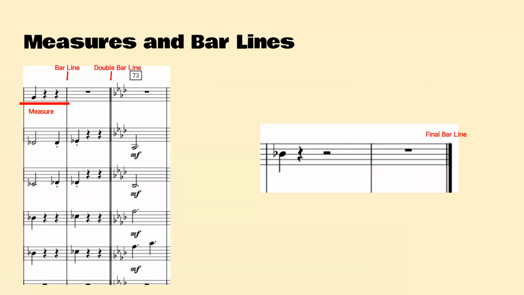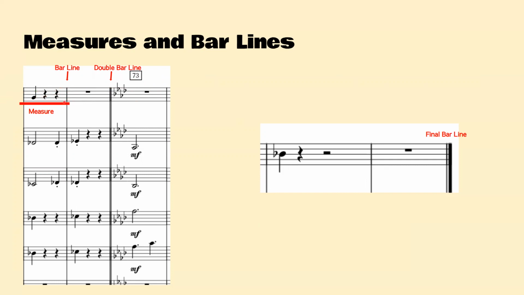Okay, measures and bar lines. Measures in sheet music are a section of music. So see, this is measure number 73. All these different sections are measures. And these are just useful so that the music can be split into sections. So maybe if you are in a band or orchestra, they'll say, okay, play measure 50 or something like that. That just helps you to know where to go.